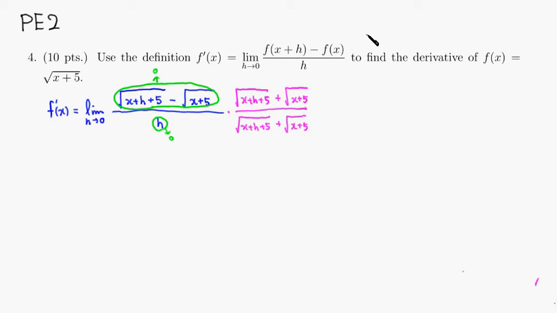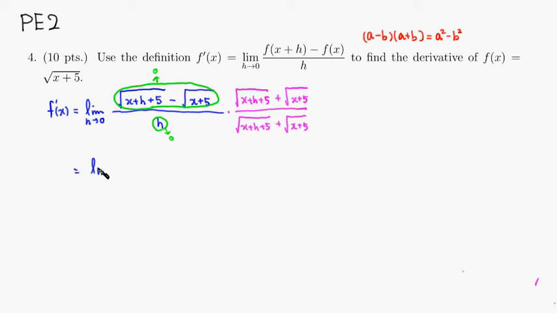Remember, whenever you do a minus b times a plus b, this is going to be a squared minus b squared. So we get to square a and b, which is very convenient when it comes to getting rid of square roots. So let's multiply it out.